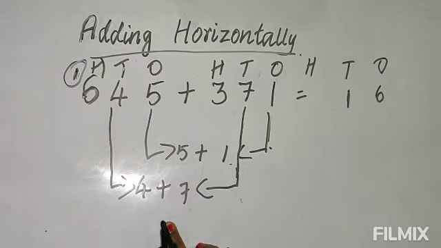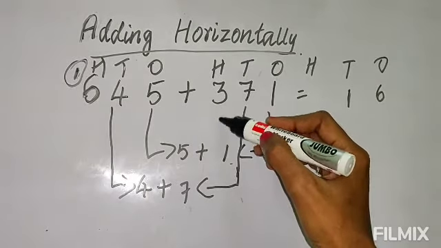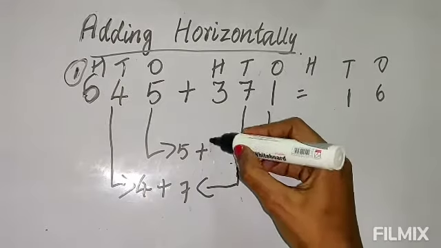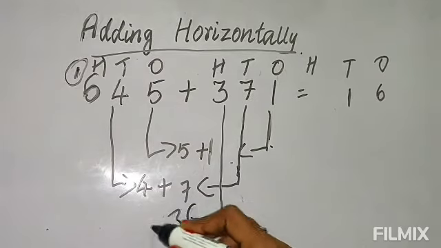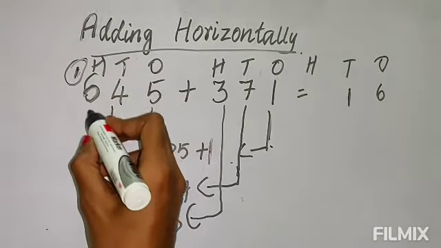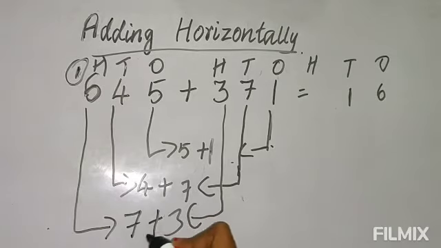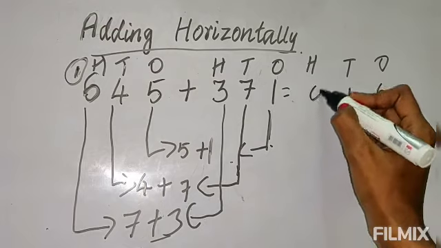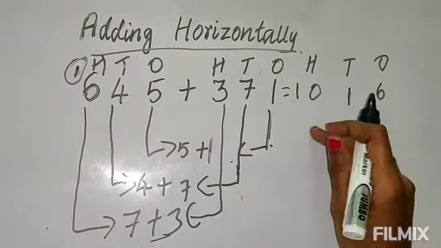Now we have to add the numbers in the 100's place. Here in 100's place, 3 is there, and here it is 6 plus 1, 7. So 7 plus 3, how much do we get? 10. So 0 we write in the 100's place and 1 in the 1000's place. So the answer is 1016.